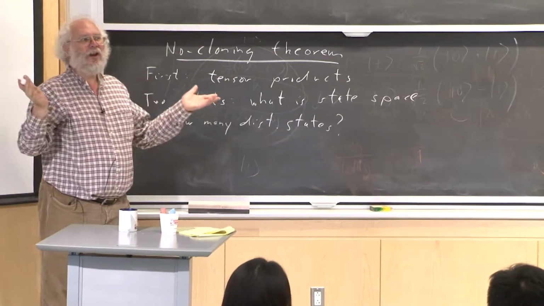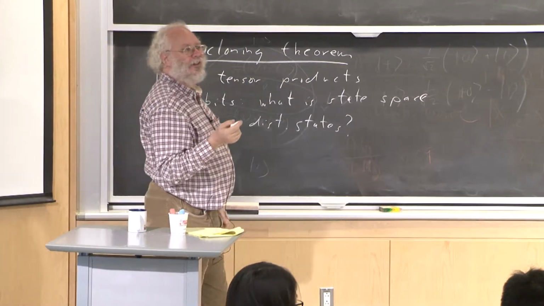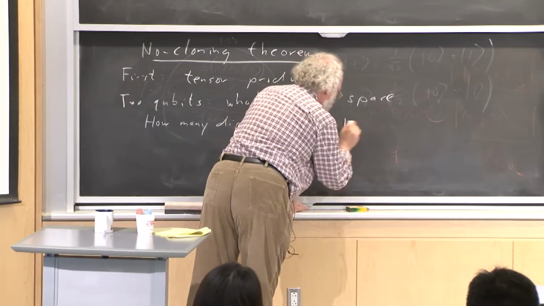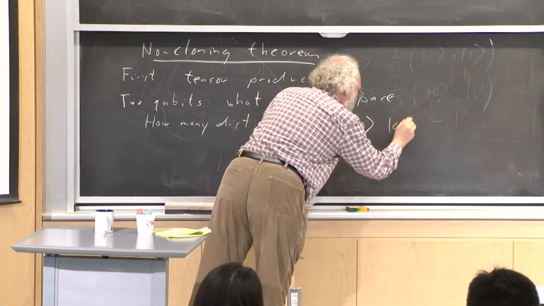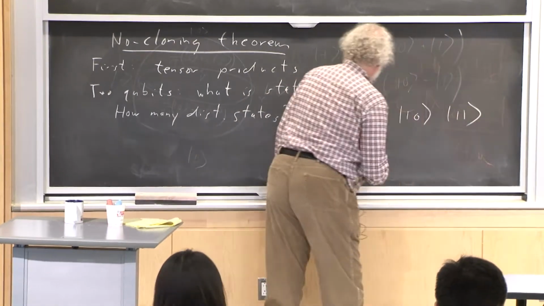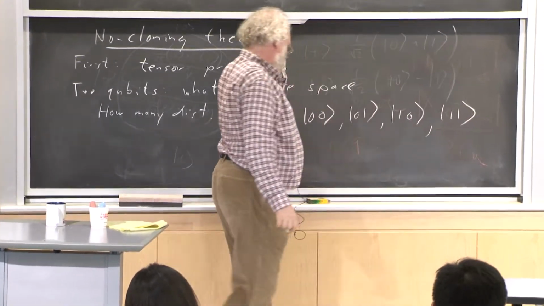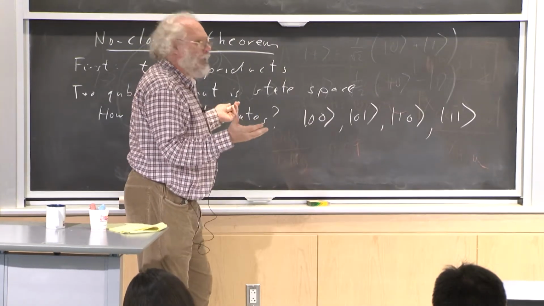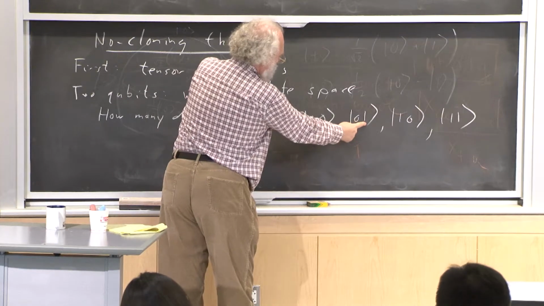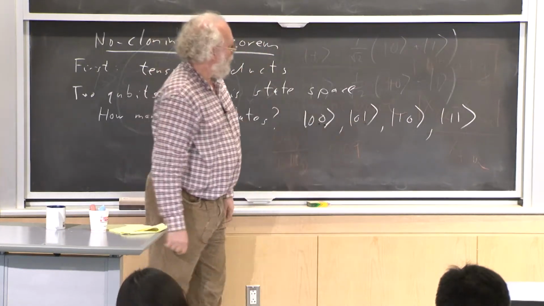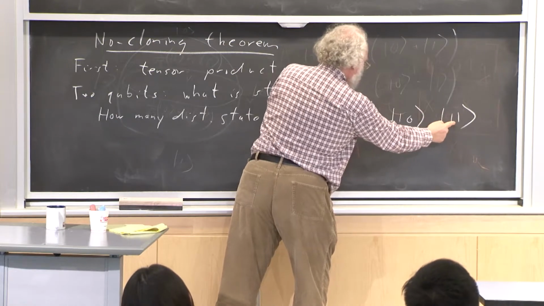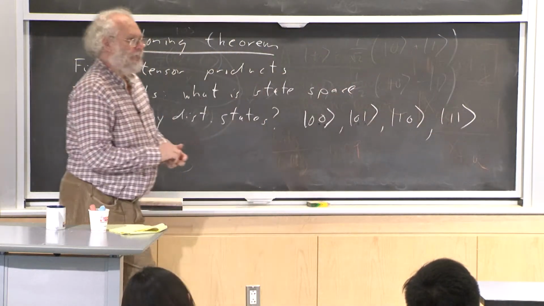Anybody? Can somebody give me, yeah? 0, 0, 0, 1, 1, 0, 1, 1. Yeah, 0, 0, 0, 1, 1, 0, and 1, 1. So how can you distinguish them? Well, if you wanted to distinguish these two, you could measure the second bit. If you wanted to distinguish these two, you could measure the first bit.